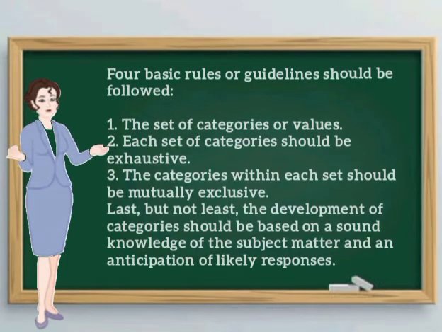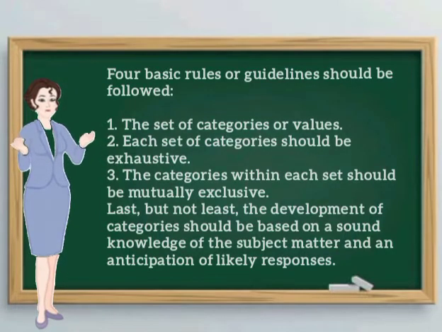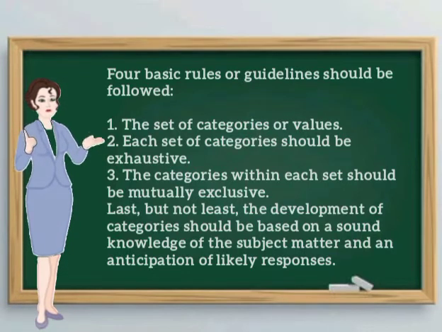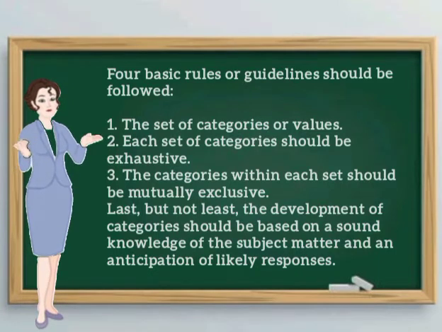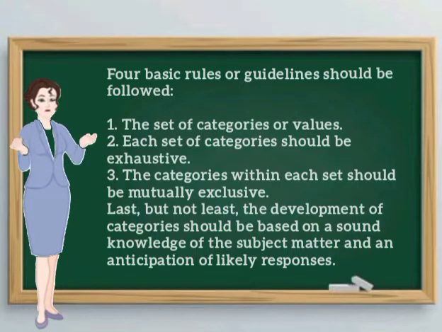In establishing categories, four basic rules or guidelines should be followed. 1. The set of categories or values. 2. Each set of categories should be exhaustive. 3. The categories within each set should be mutually exclusive. Last, but not least, the development of categories should be based on a sound knowledge of the subject matter and an anticipation of likely responses.